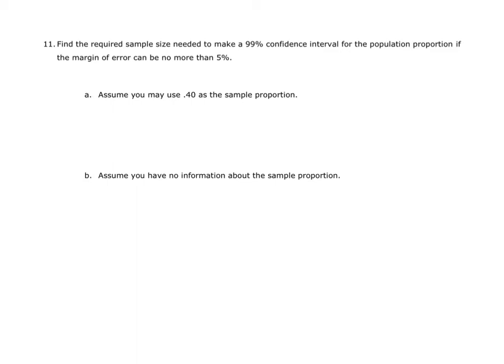All right, let's go ahead and look at number 11 from the test review. Find the required sample size needed to make a 99% confidence interval for the population proportion if the margin of error can be no more than 5%. This question actually comes directly from an example from your book, but it follows that we are now looking for different things than we have looked before.